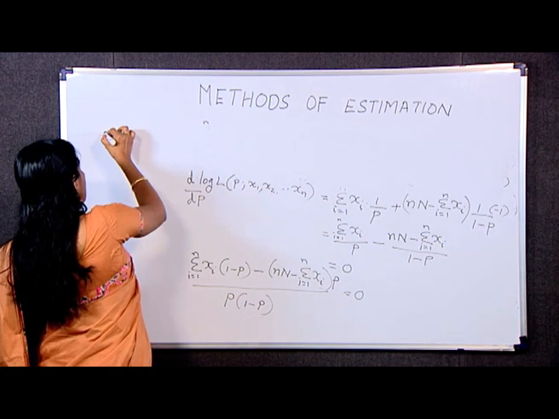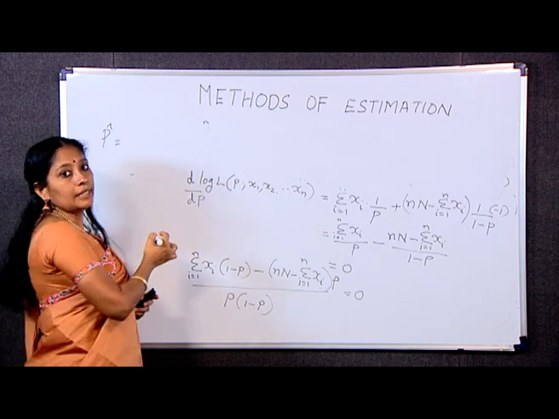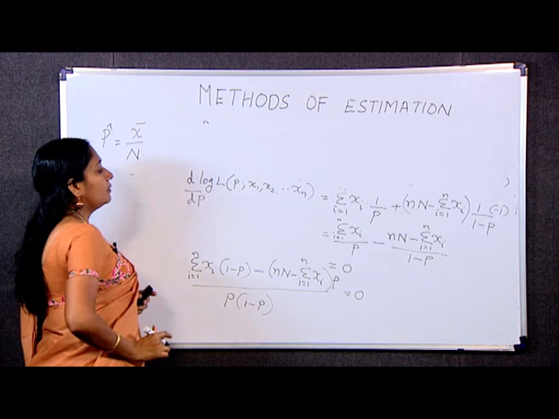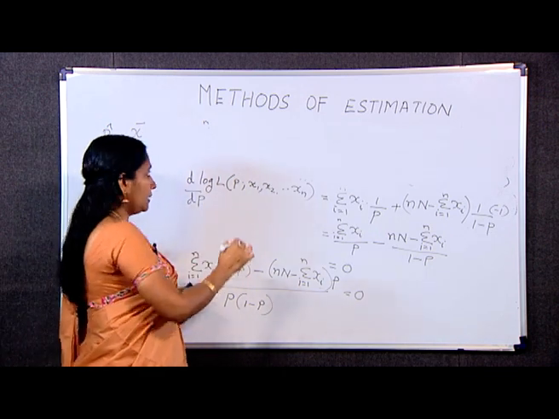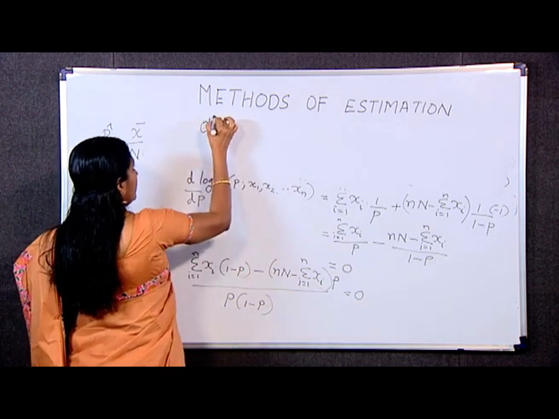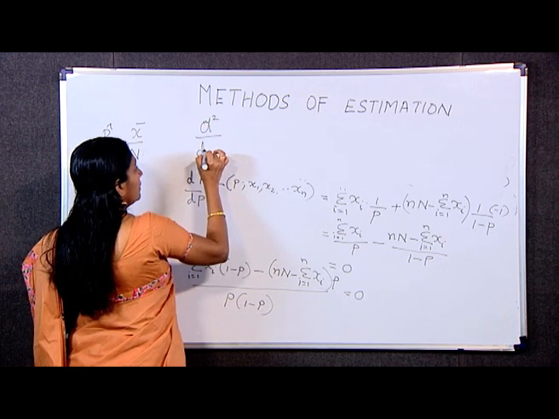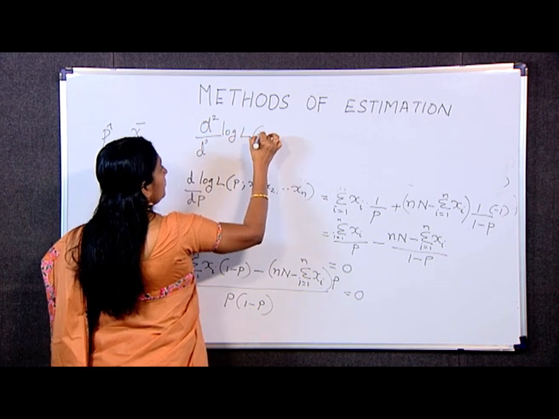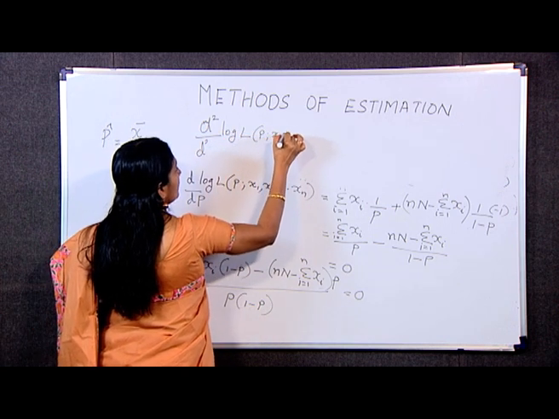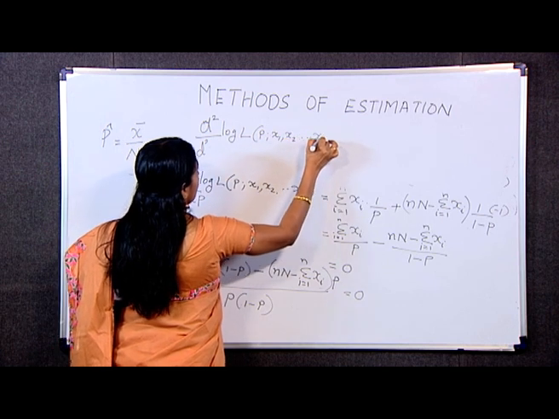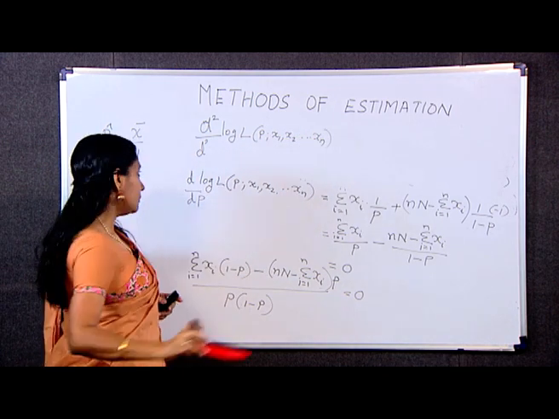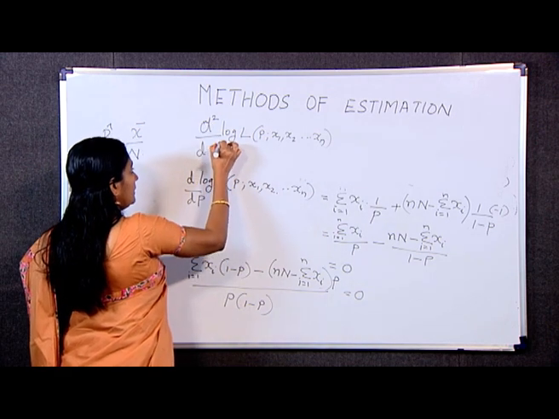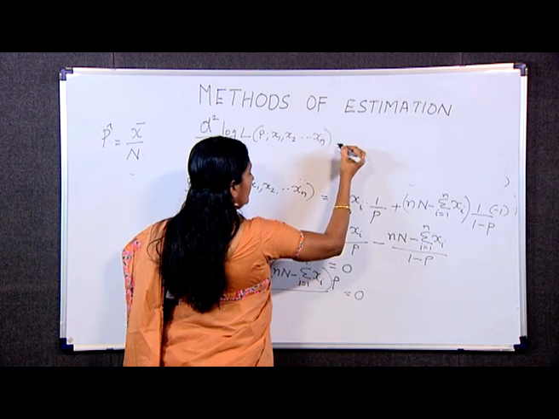p hat is equal to x bar divided by capital N. Here we have the first order derivative. Take the second order derivative, d square log L of p given x1, x2, etc., xn with respect to p, dp square.